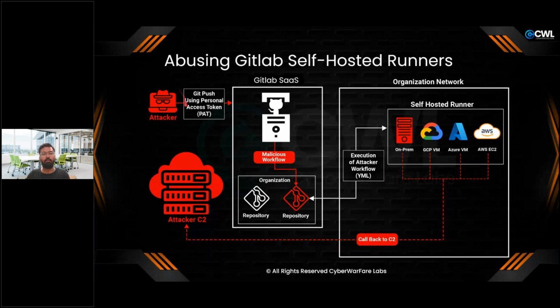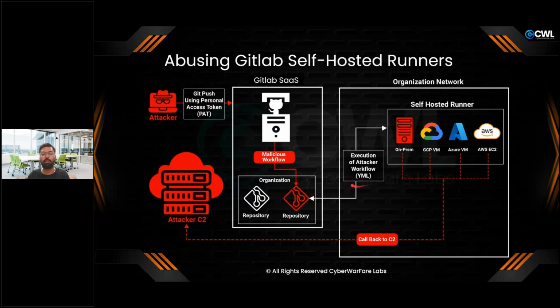Now, the attacker, having possession of the personal access token, can push the malicious code into the code repository right here. Right after pushing it, the pipeline will automatically be triggered because it was already created. If it is triggered, it will be executed on the self-hosted runner. The self-hosted runner will do whatever is present in the YML file. So what is this YML file? The YML file is a configuration file. The execution of the attacker workflow is what the attacker will be controlling.